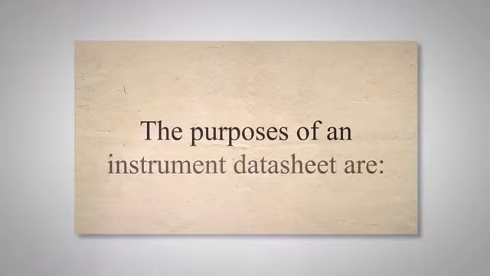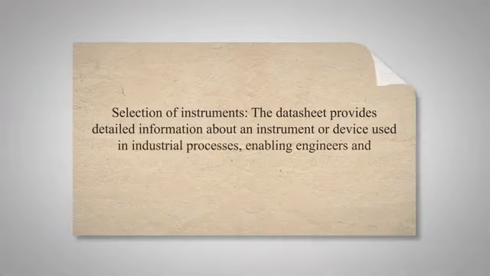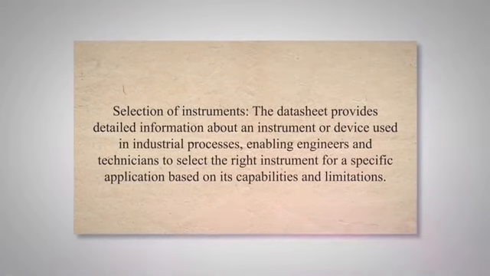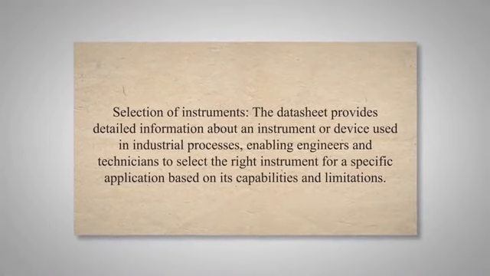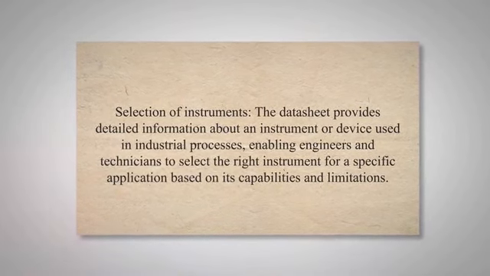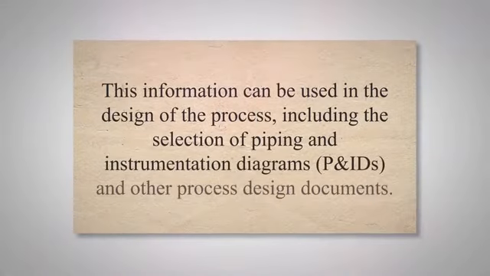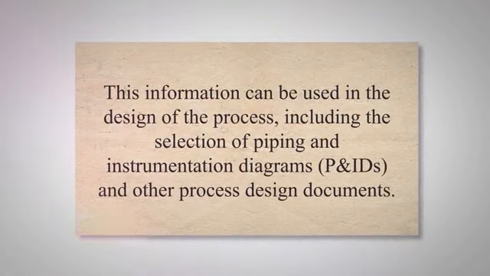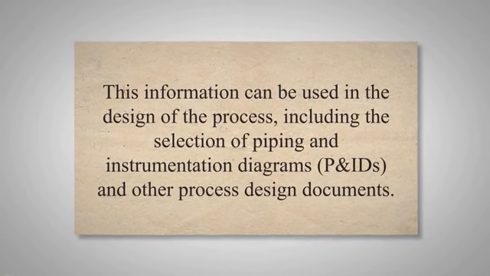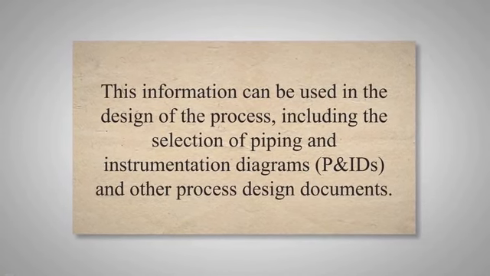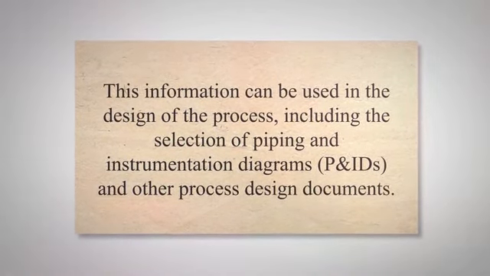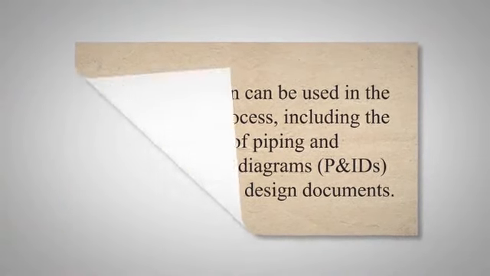The purposes of an instrument datasheet are: selection of instruments. The datasheet provides detailed information about an instrument or device used in industrial processes, enabling engineers and technicians to select the right instrument for a specific application based on its capabilities and limitations. Design of the process. The datasheet provides important information about the instrument's physical dimensions, accuracy, precision, and operating parameters. This information can be used in the design of the process, including the selection of piping and instrumentation diagrams, P&IDs, and other process design documents.